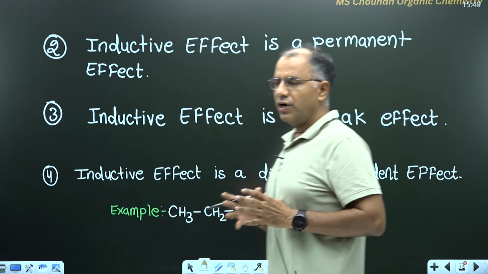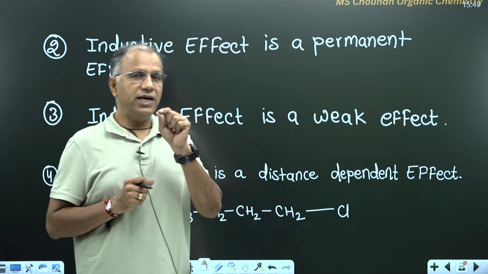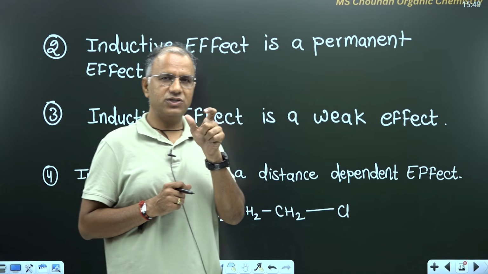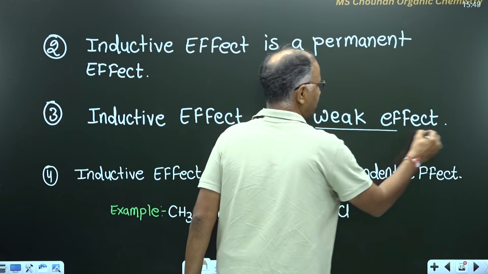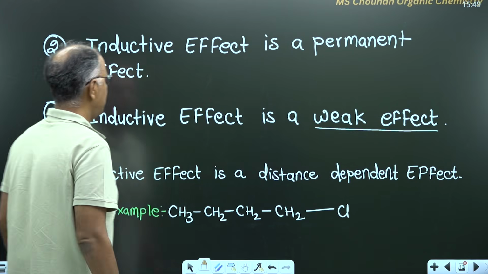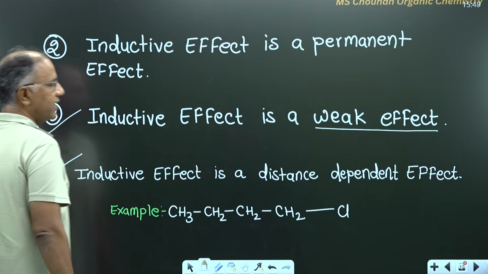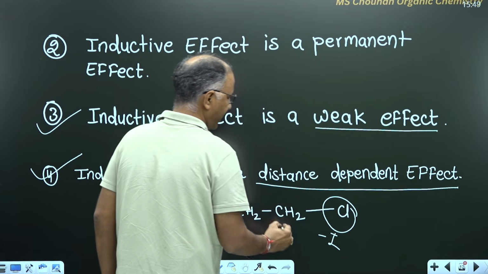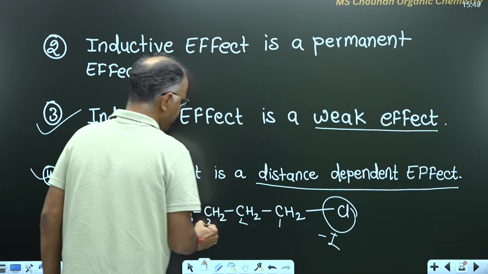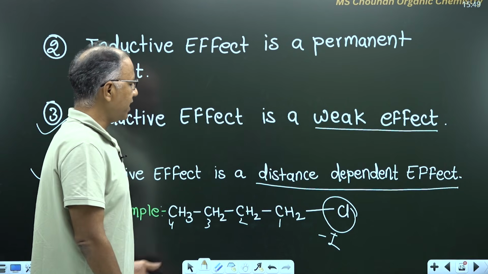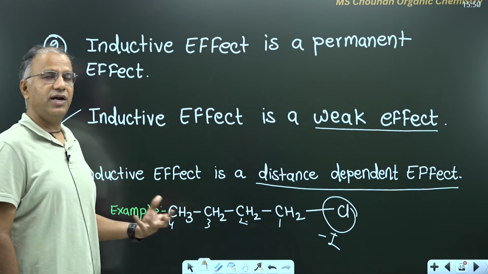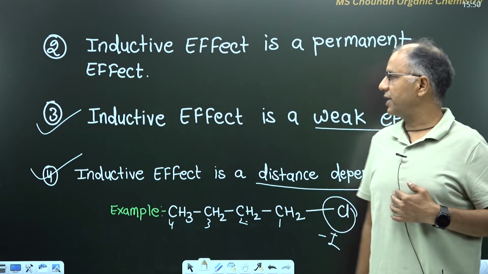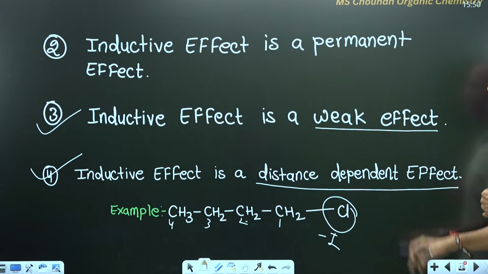Now, is it a weak effect or a strong effect? It is a weak effect because it is polarizing through sigma bond. There are other effects which operate through pi bond. Since sigma bond is a strong bond and the polarization is through sigma bond, therefore it is a weak effect. So write in your notes, it is a weak effect. Third, it is a distance dependent effect. I already explained that the minus I effect of chlorine is maximum on the first carbon, then decreases, decreases and decreases. In general, after the second carbon, inductive effect is very weak or negligible, or no more. So write all these characteristics. It is a weak effect. It is a distance dependent effect.